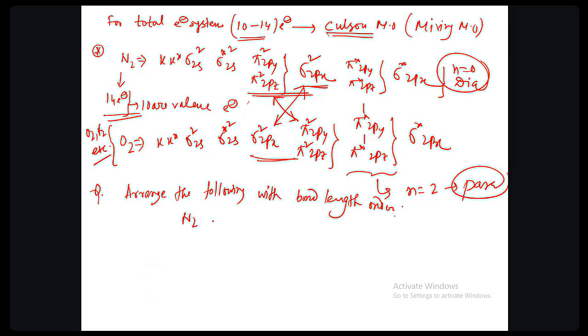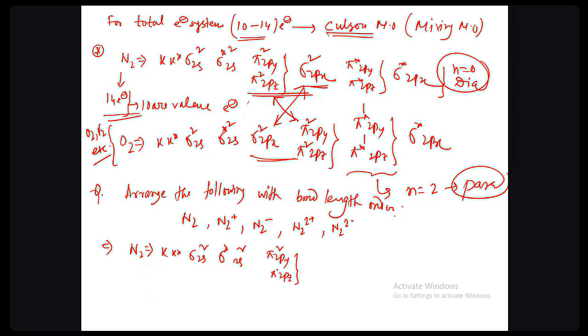Like N2, N2 plus, N2 minus, N2 2 plus, N2 2 minus. So now how can we solve it? We know the nitrogen configuration, we know all unknowns. So K star, sigma 2s2, sigma star 2s2, pi 2py2, pi 2pz2.